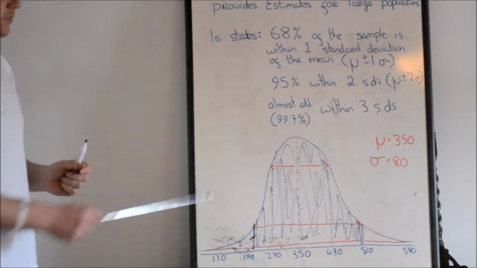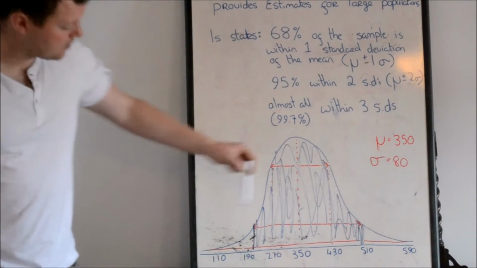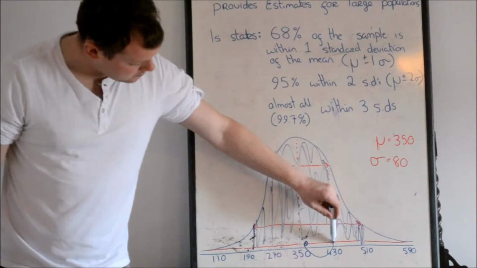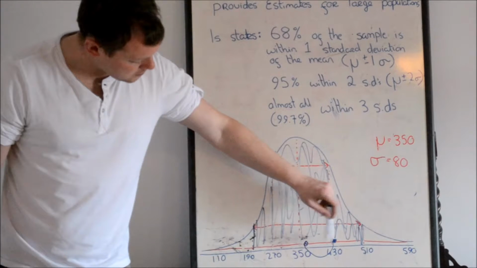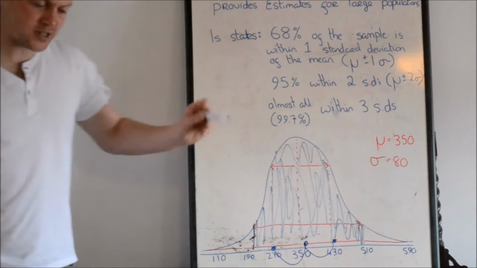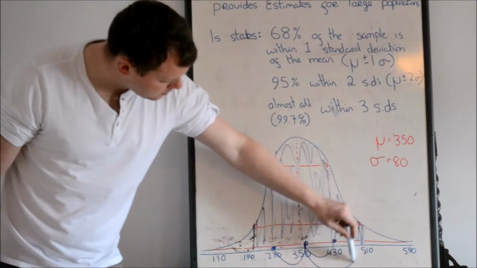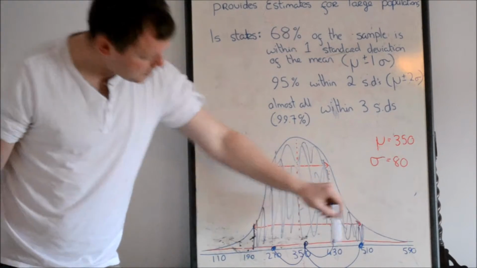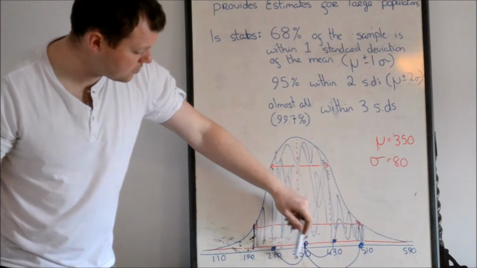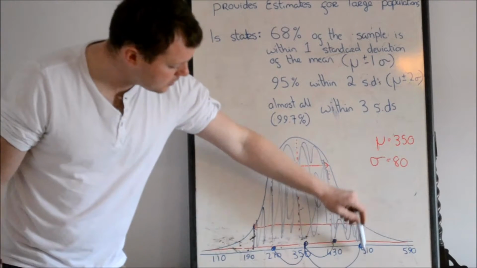If we went, okay, the third step, if we went 3 standard deviations, we should be after getting nearly everybody. So let's go 3 standard deviations. Well, one standard deviation gets us up 80 to 430, or back the way gets us to 270. 2 standard deviations gets us up to 510, 80 and 80, 160, 160 added to 350 is 510.